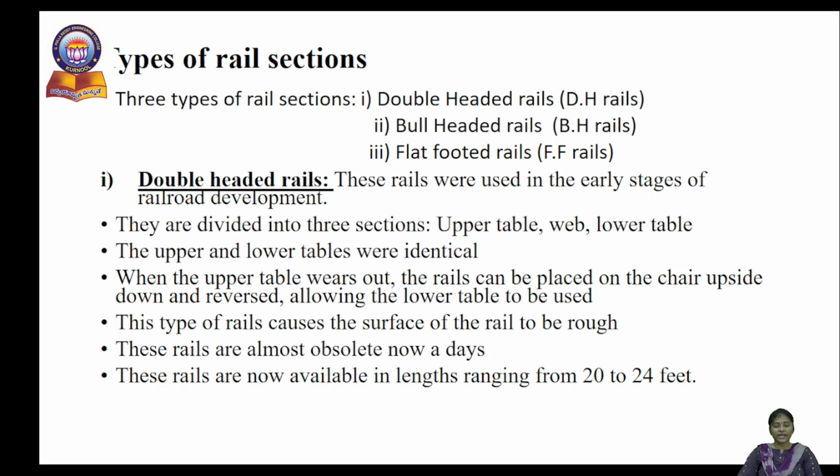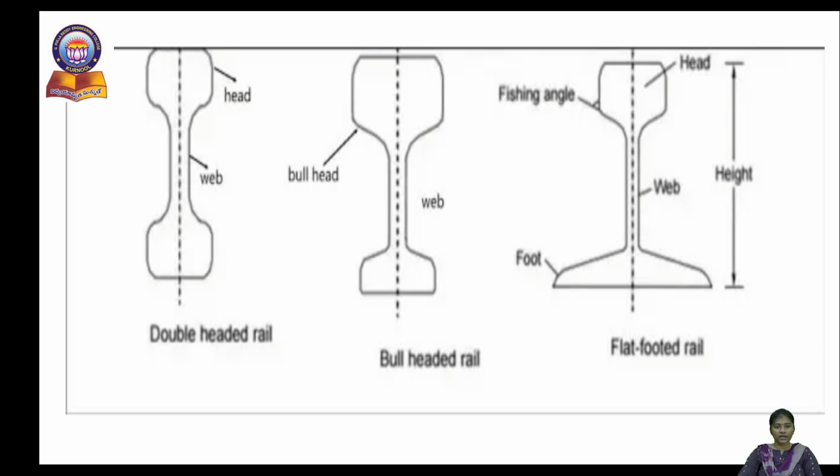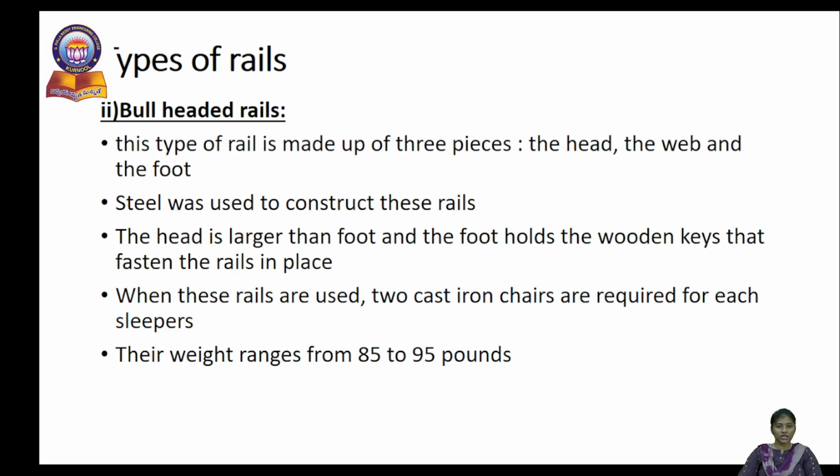We have mainly three types: double-headed rails, bull-headed rails and flat-footed rails. Here you can see in this diagram. Double-headed rails are the rails in which both head and foot are of the same size and shape. In the case of bull-headed rails, the head will be larger when compared to the foot. In the case of flat-footed rails, the foot will be larger when compared to the head. The same is given in these slides.